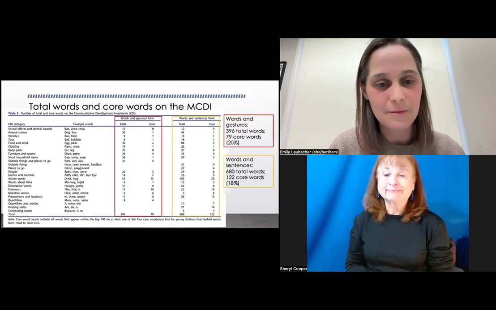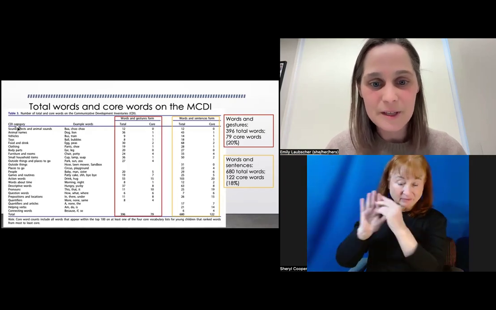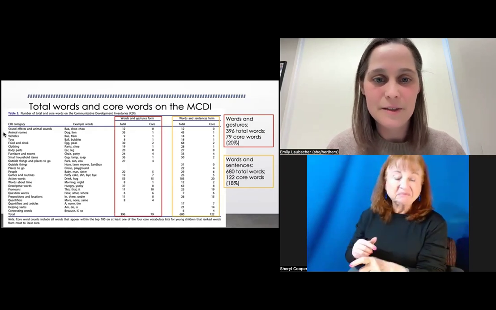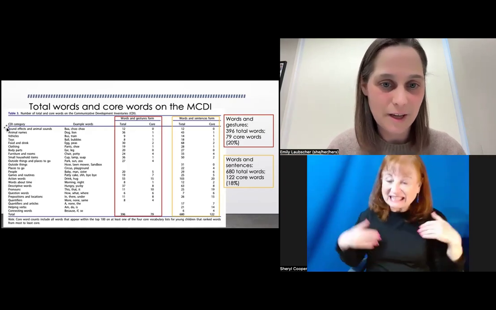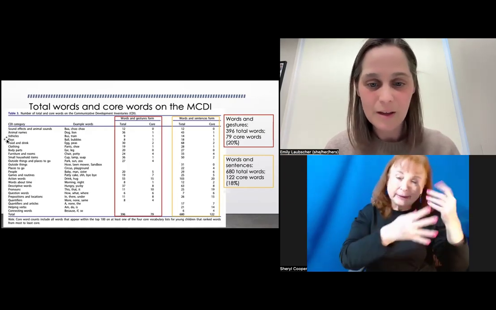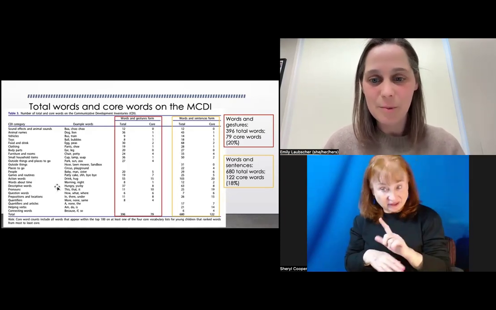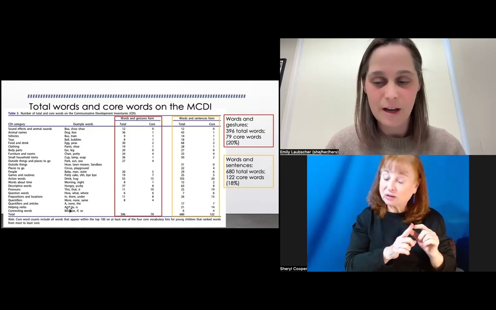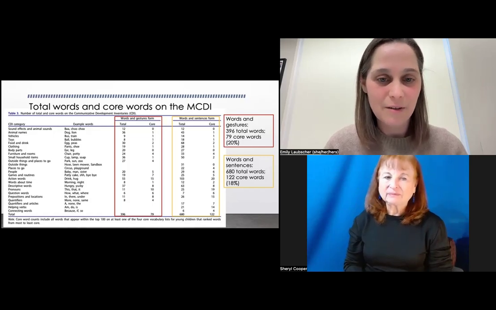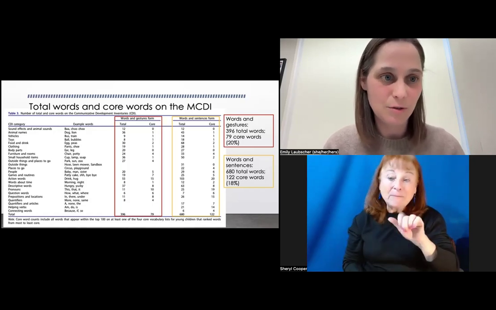All right, so this table lists the MCDI word categories in the left-hand column over here. So we can see sound effects and animal sounds, animal names, vehicles, toys, food and drink, and so on. And then there are some examples of actual words in each category in this second column from the left. So in the sound effects and animal sounds category, some of the example words were ba and choo-choo for a train.